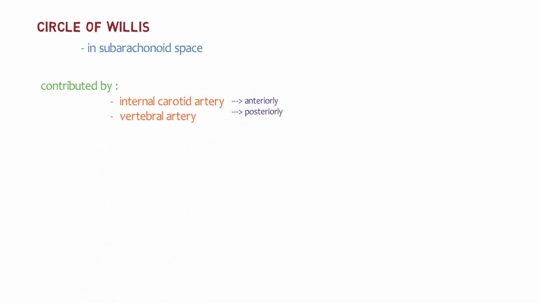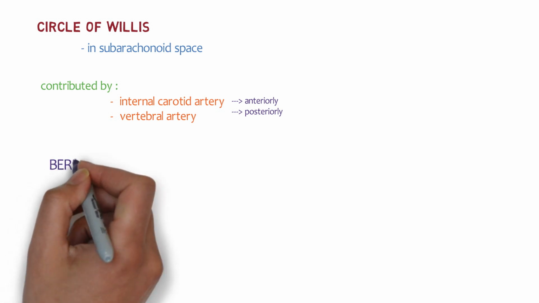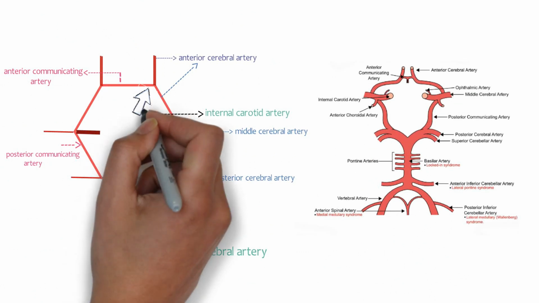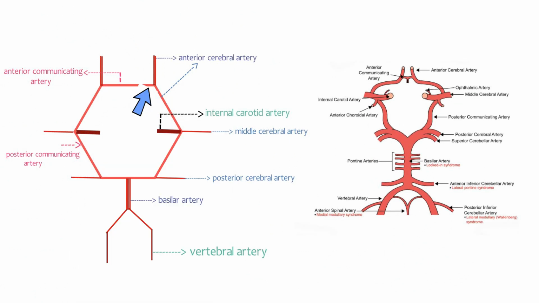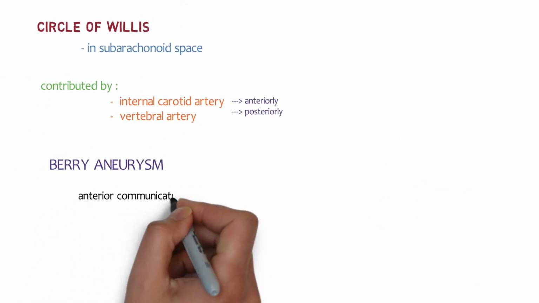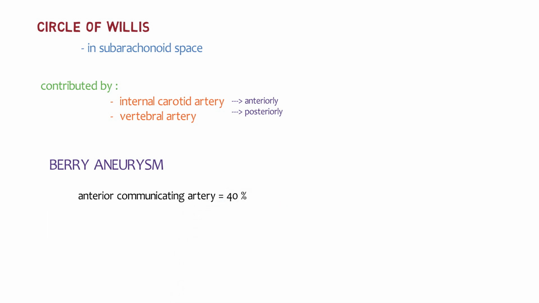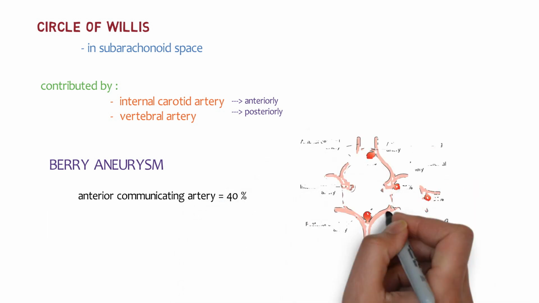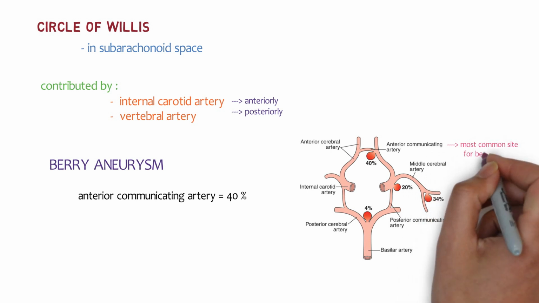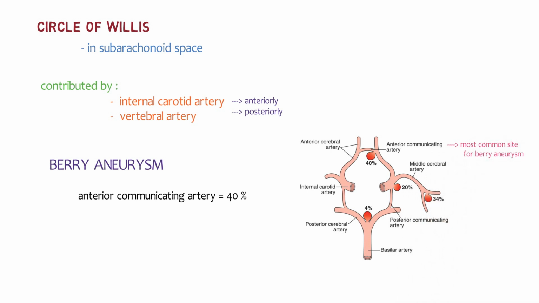Yes, the examiner might ask you a question regarding berry aneurysm incidence. So remember at this point, that is in the anterior communicating artery, about 40% of the berry aneurysm incidents are found. So it is the most common site for berry aneurysm. So this is all the important points regarding the blood supply of the brain.